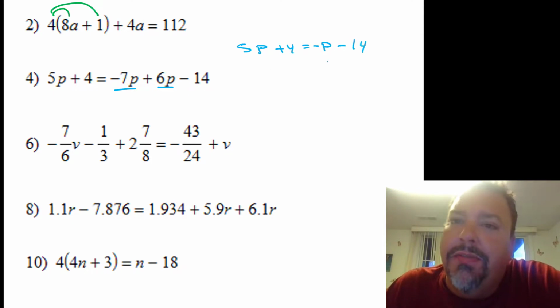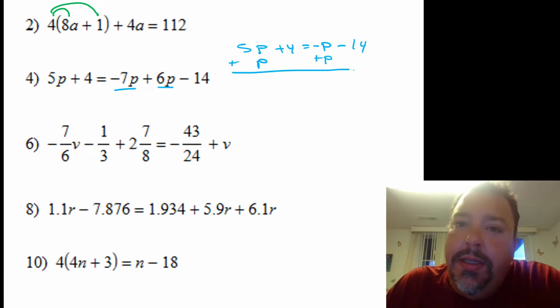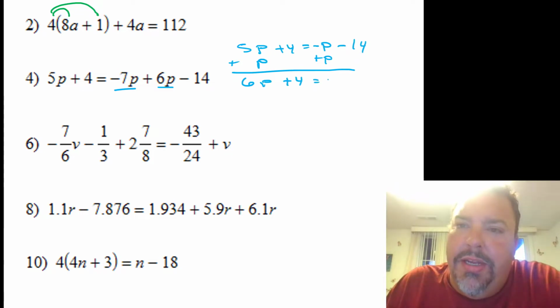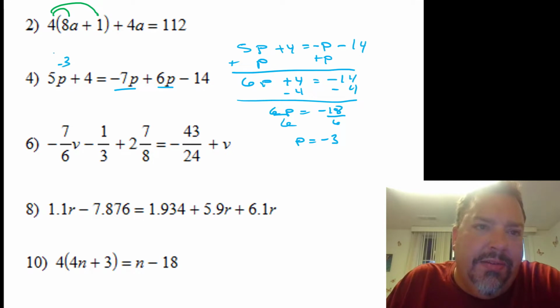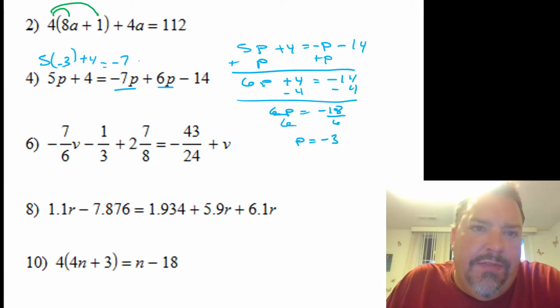Got to be careful when you're solving these. Add p to both sides. That's going to give us 6p plus 4 equals negative 14. Subtract 4 from both sides. 6p equals negative 18. Divide by 6, and we're going to get p is equal to negative 3. And again, if you plug that negative 3 back into the original for all of the p's, you should find out that the equation is true.